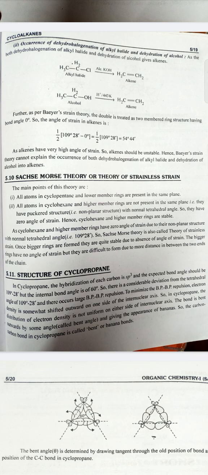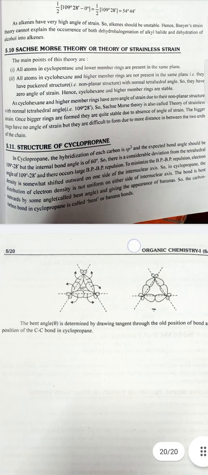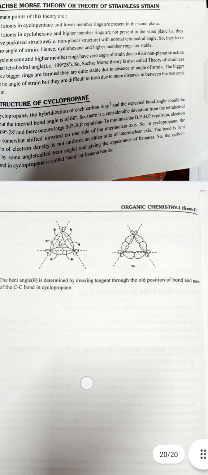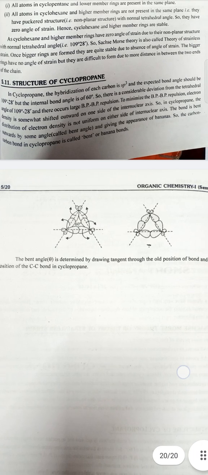internuclear axis. So in cyclopropane, the distribution of electron density is not uniform on either side of the internuclear axis. The bond is bent outward by some angle called the bent angle, giving the appearance of bananas. So the carbon-carbon bond in cyclopropane is called a bent or banana bond. The bent angle theta is determined by drawing a tangent through the old position of the bond and the new position of the C-C bond in cyclopropane. Thank you.